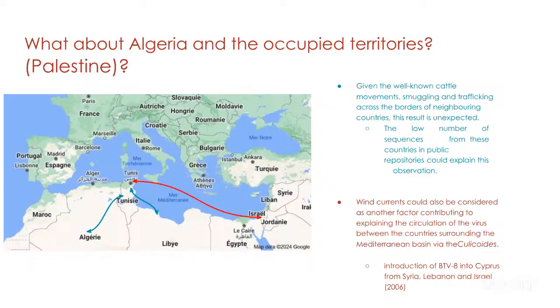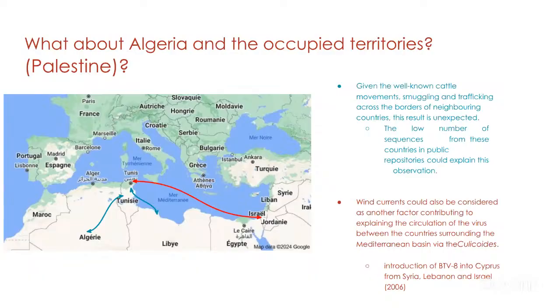Our explanation is the low number of sequences from these countries. Especially in Libya, we do not have sequences at all, and only few sequences that are not public in Algeria. This may explain why we do not reveal some interactions or routes of transmission from Tunisia to Algeria or to Libya.